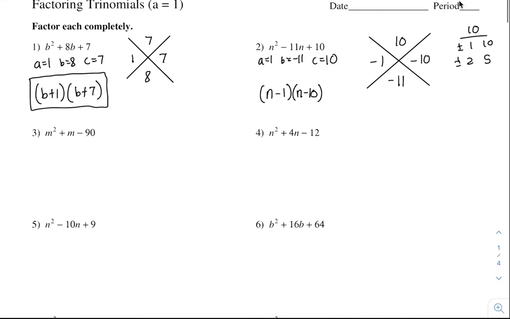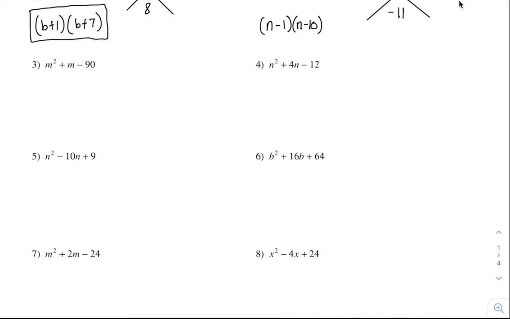Groovy. All right, 3. So we have a is 1, b has a coefficient of 1, and c is negative 90. Using the X method, a times c is negative 90, 1 times negative 90, and our b value is 1. So again, ask yourself that question: what two things multiply to negative 90, but when you add them, give you 1?